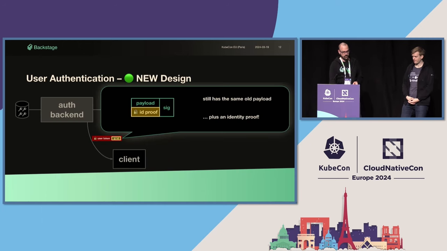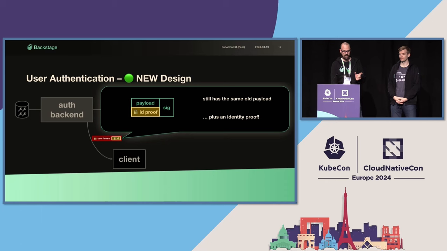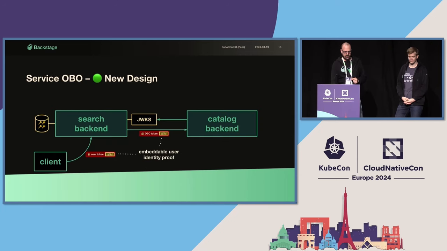Looking at user auth, this is the little addition that I talked about. Sign-in now returns also a secure identity proof, as we call it, inside the user token. This is an entirely self-sufficient little thing that can be validated on its own. And as a matter of fact, it can be embedded inside service tokens as well. So when clients make requests, it gets embedded and turns the service token into an on-behalf-of token, right?